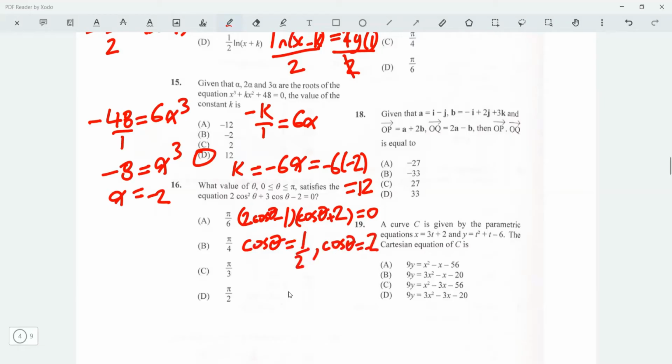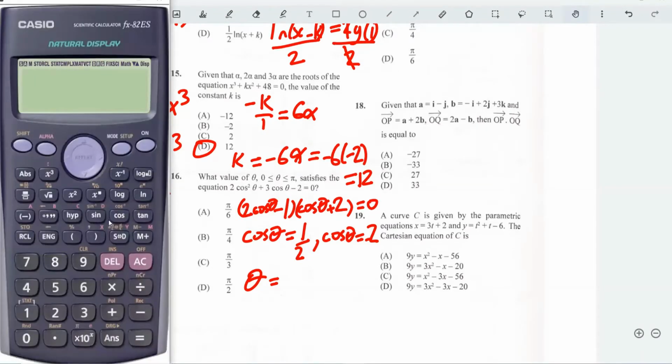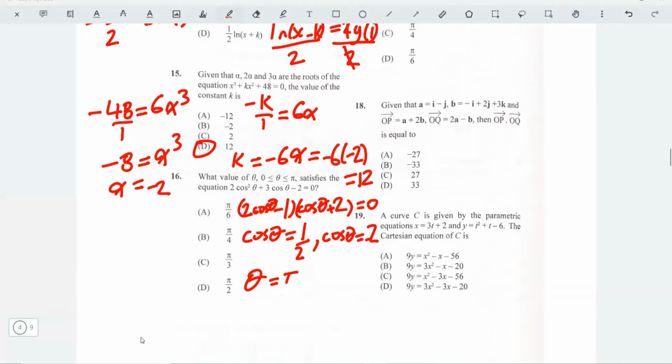If cos theta is a half, then we know that theta is cos inverse of a half. And you put cos inverse of a half into your calculator. And when we put that into our calculator, what we're getting is 60 degrees, also known as pi by 3. You get that? You just say nice. That's pi by 3. We don't need to look at this part because this one is not yielding any solution. That part is not valid.